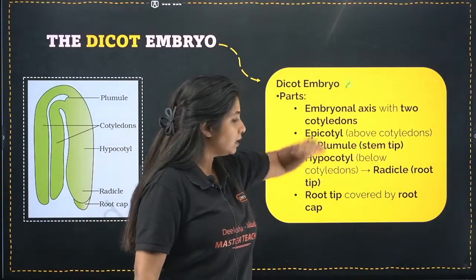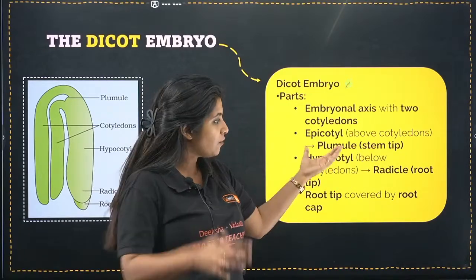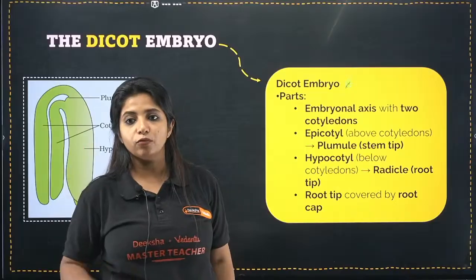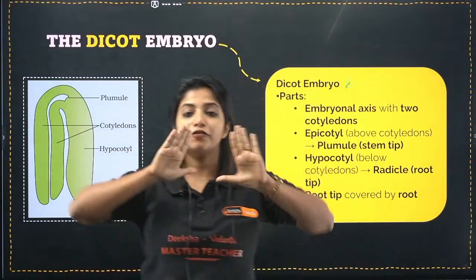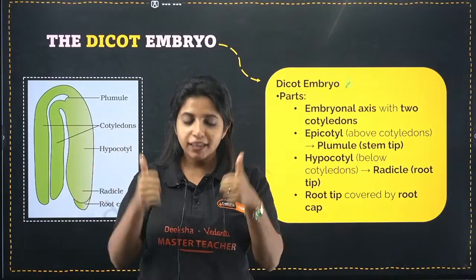Epicotyl is above the cotyledon level. It ends with plumule, that is the stem tip. You have hypocotyl, that is below the cotyledon level. It ends in radicle, and radicle also has what? Your root cap. Got it? If the dicot embryo is strictly clear to all of you, give me a thumbs up right now.